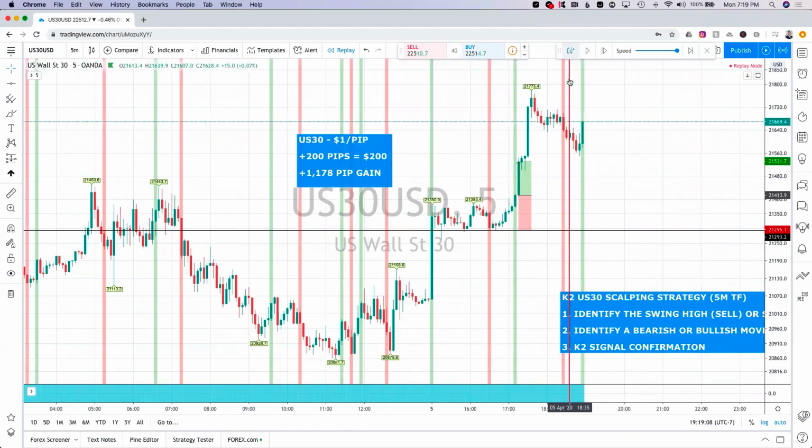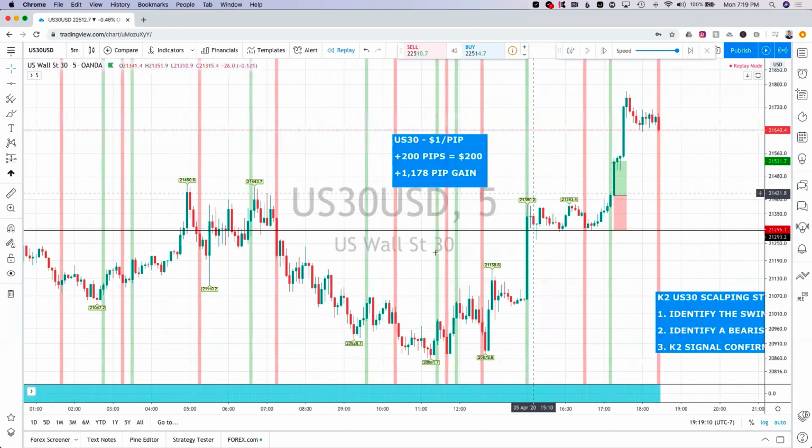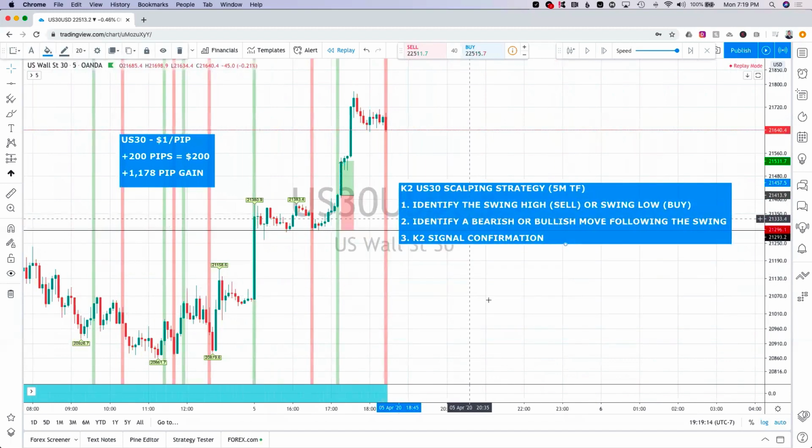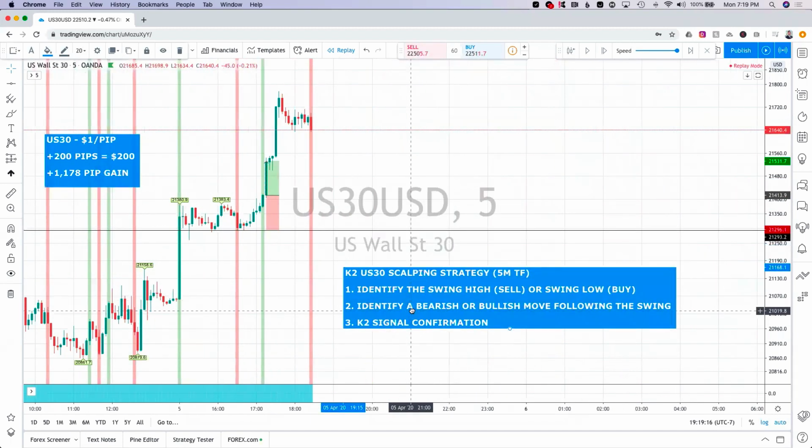So right here, you could have taken this. I think I might have taken this yesterday. It's the same strategy. So first you want to identify the swing high. So as you see here, price swung up to the high right here, and it swung down. This is the swing low, and it swung back up to the swing high right here. So I'll put a horizontal line here so you guys can see where the swing high is.